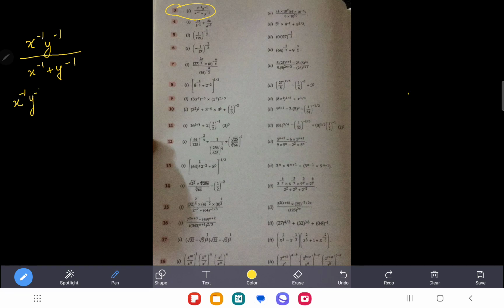x raised to power minus 1 into y raised to power minus 1, divided by x raised to power minus 1 plus y raised to power minus 1. Do you understand this point? The question was written like this, and I have just written it this way. What have I done? I have put in the divided sign here.